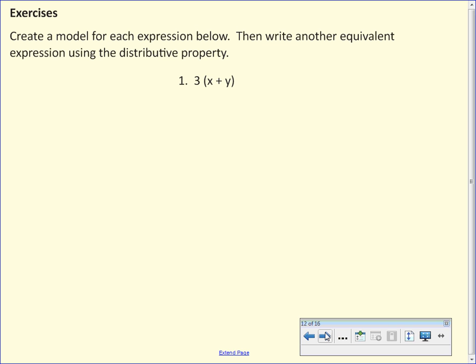Let's create a model for each expression below. So I only have number 1 on the board. So let's go ahead, try to draw a model. Think, how would I read that out loud? I would read that as 3 groups of x plus y. So how would you draw 3 groups of x plus y?